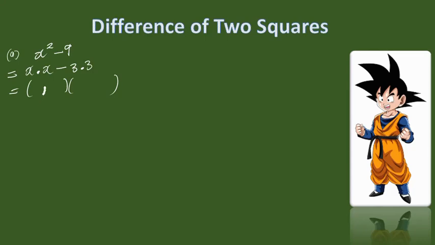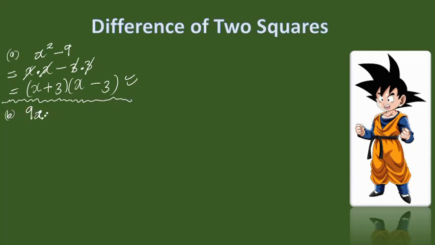You open two brackets. One bracket will be positive, the other bracket will be negative. Now, this first x, you put it here. This first x, you put it here. This first 3, you put it here. This second 3, you put it here. And it's factorized. You see how easy that is? You don't need to strain yourself. Difference of two squares is one of the easiest things to factorize. We good? Let's try another one.